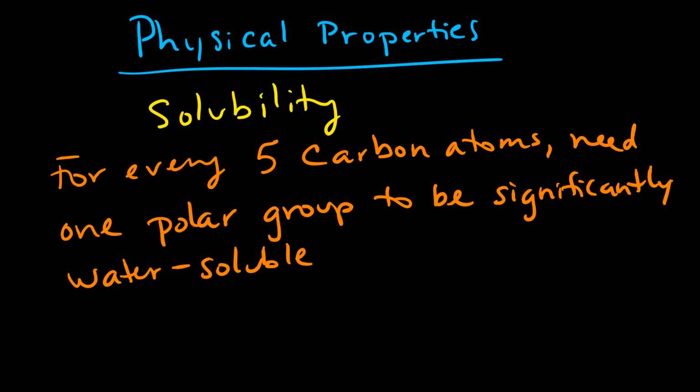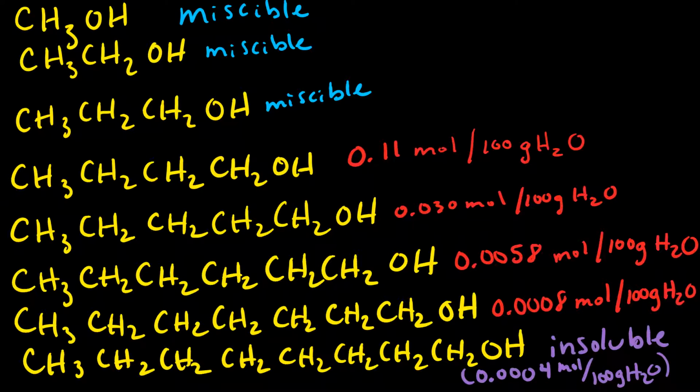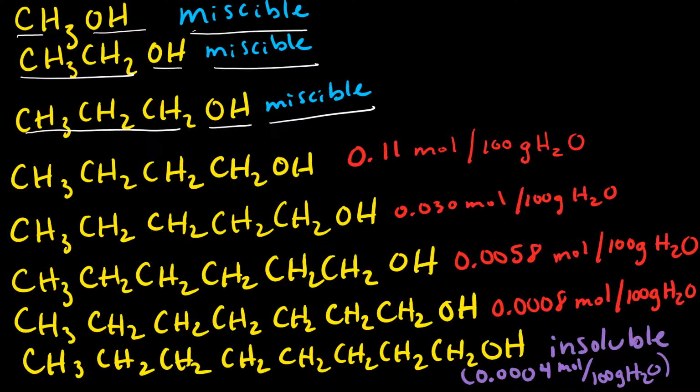There's a rule that we use for solubility to predict if something's going to be water soluble or not. And it's kind of just a rule of thumb, so it's not set in stone. But for every 5 carbon atoms, you need to have a polar group of some sort to be significantly water soluble. And we can see how that plays out with the alcohol series. If we start with just the smaller alcohols, so 1, 2, and 3 carbons, of course they have the hydroxyl group, which is very polar, and these are all miscible in water. In other words, there's no upper limit to the solubility.